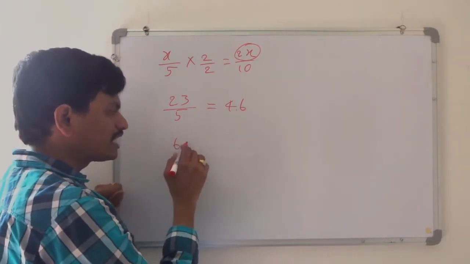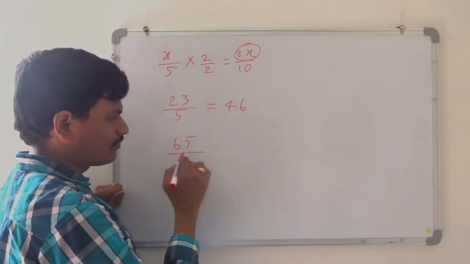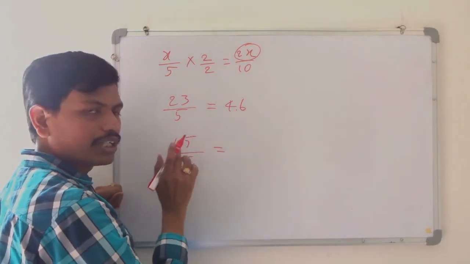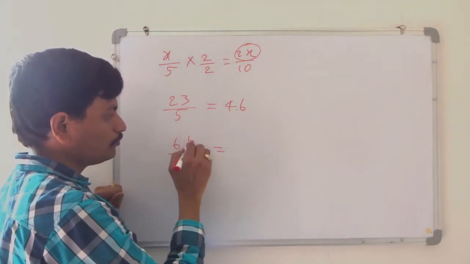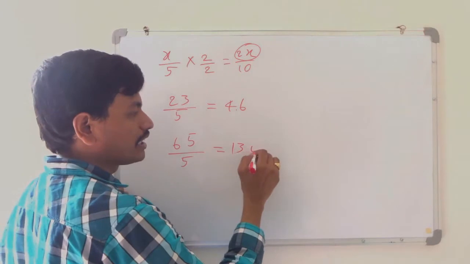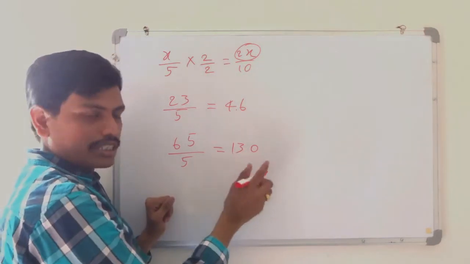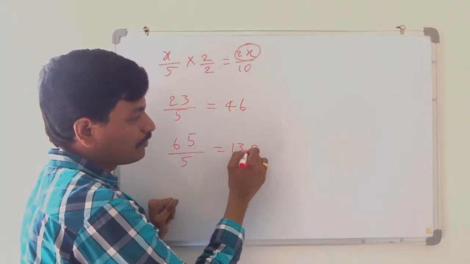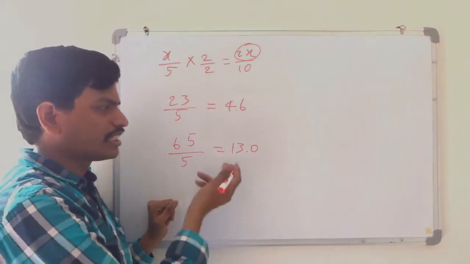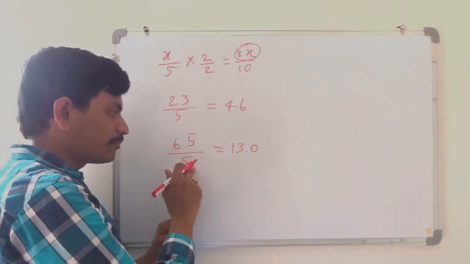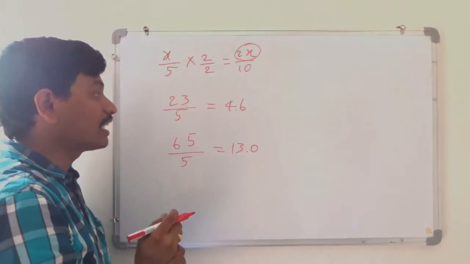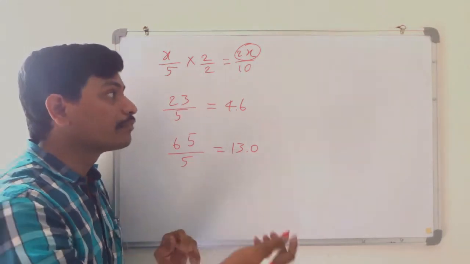Another number, 65. If I take the same number, 65 by 5, what is the double of 65? 130. Move one decimal place: 13.0, which is nothing but 13. So 65 by 5 is 13. Like this we can do any bigger number also.